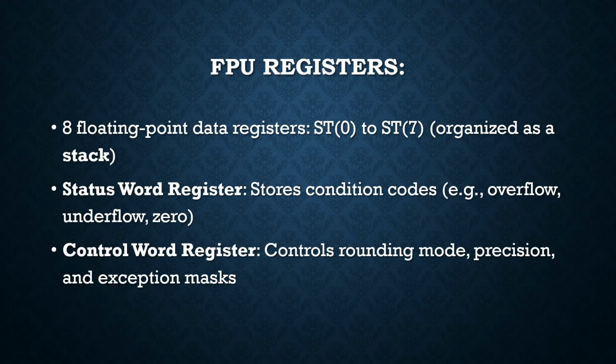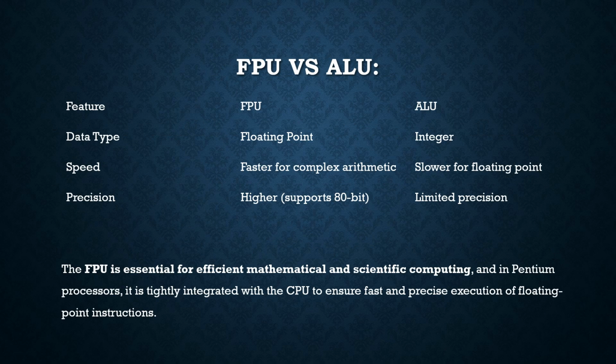Now coming to the details regarding the FPU registers. The FPU has 8 floating point data registers from ST0 to ST7, organized as a stack. It has a status word register which stores condition codes like overflow, underflow, zero flag, etc. And it has a control word register which controls rounding mode, precision, and exception masks. So just have an idea of what those are.